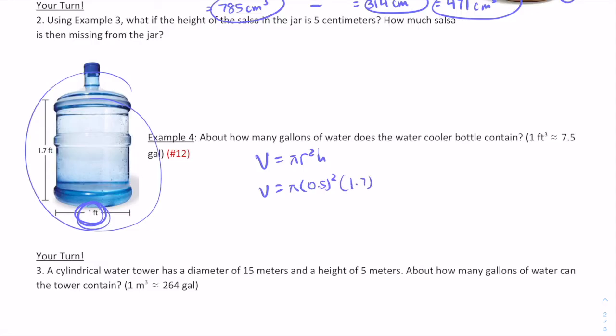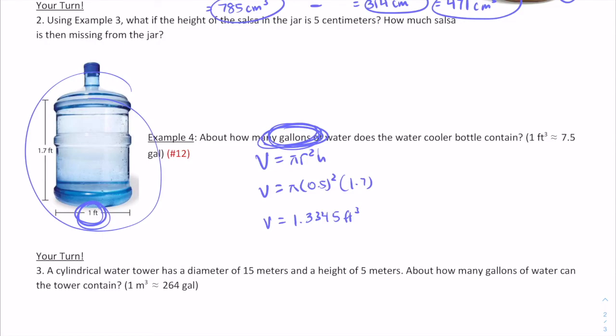See, this is why I would say calculator is your best friend. If you multiply all four of those numbers out, you get volume is equal to 1.3345 feet cubed. But what is the problem asking? The problem is asking how many gallons of water. And you're like, well, how do I convert that to gallons?